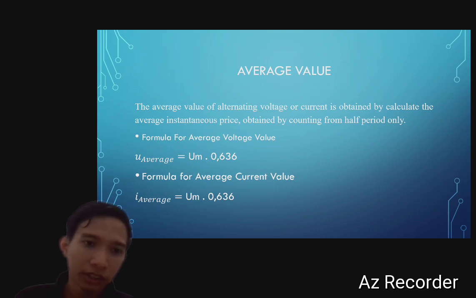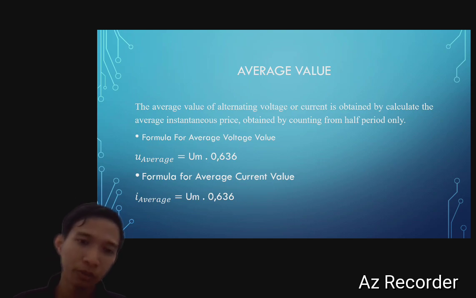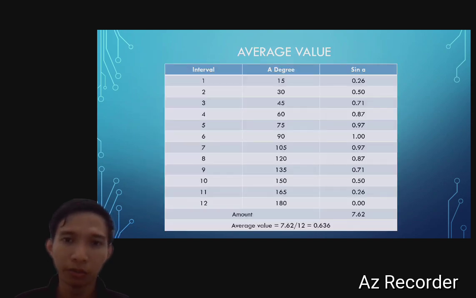So we have the formula for average voltage, which is the average equals the maximum value times 0.636. For the current formula, we have the same: I average equals the maximum current times 0.636. So where do we get the 0.636? We get it from this average value table.